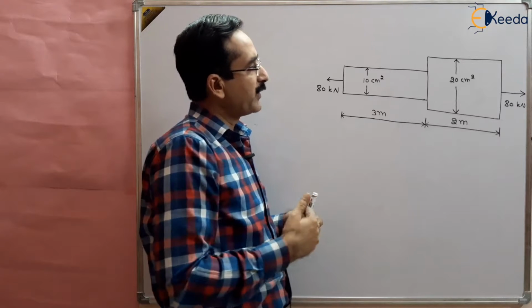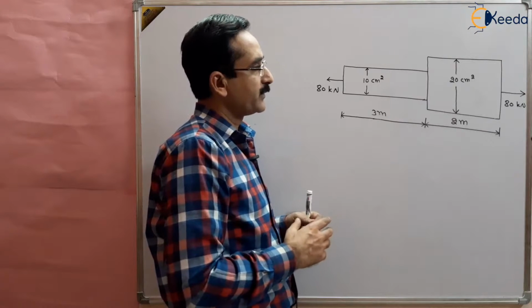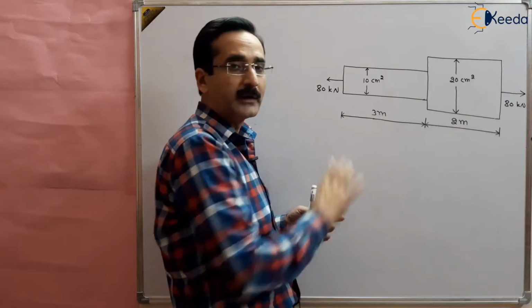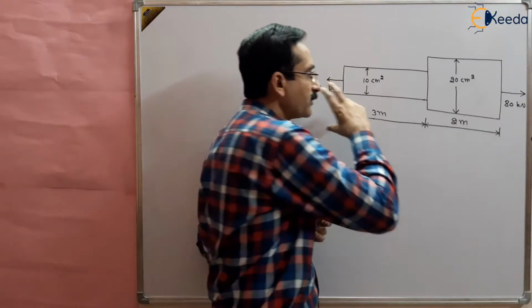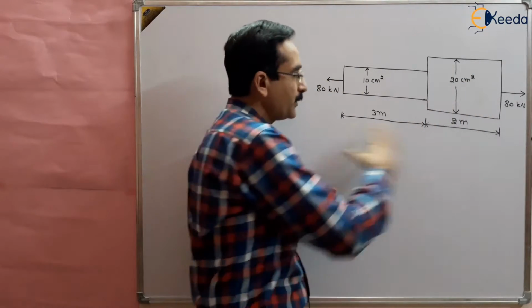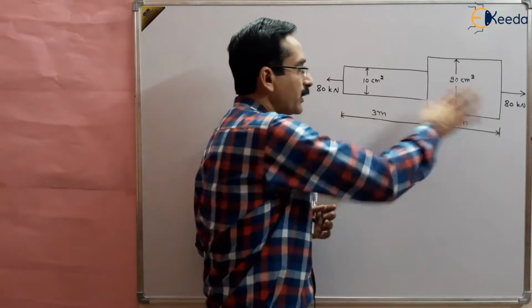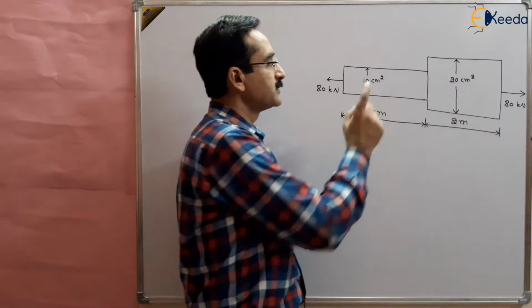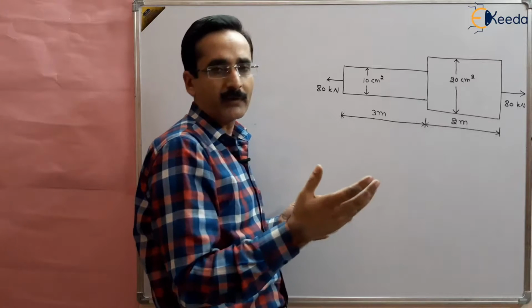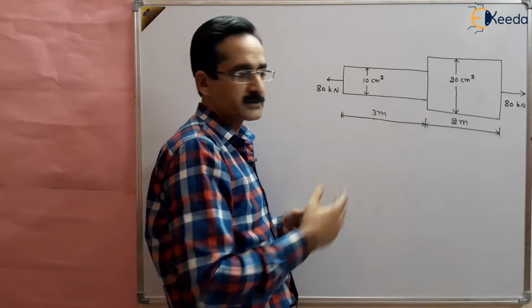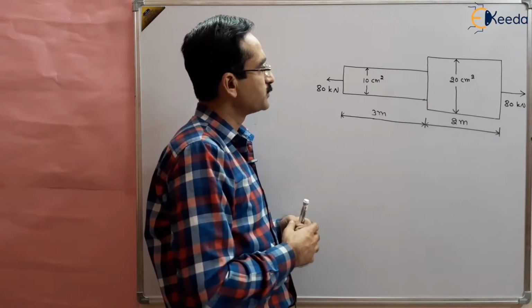In the second part we have to find out, if there is another specimen of the same material of uniform cross section area, of same length, with the same load applied, what is the strain energy stored in that part, right? And we can find out the ratio of the two strain energies stored, right? So how to solve this problem?